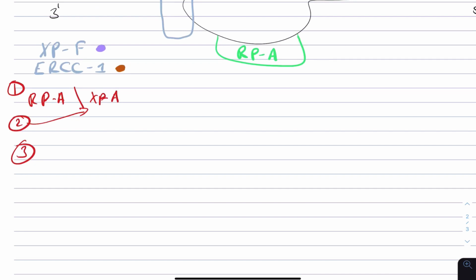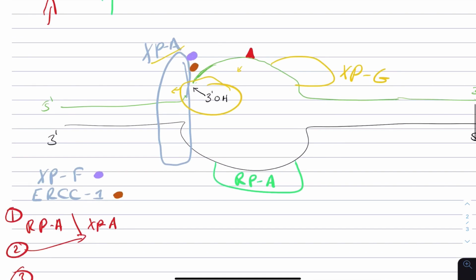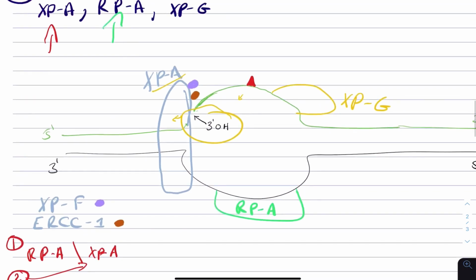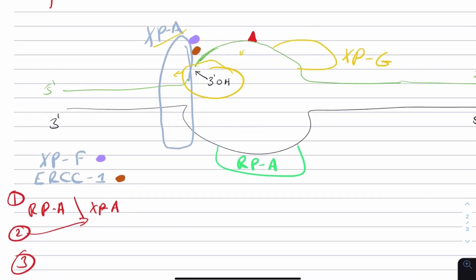So once the... I made a mistake. This is not XPA. This is XPF, not XPA. I made a mistake over here. This should say XPF.